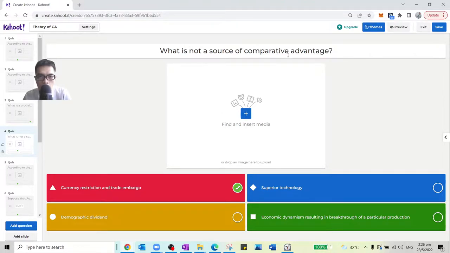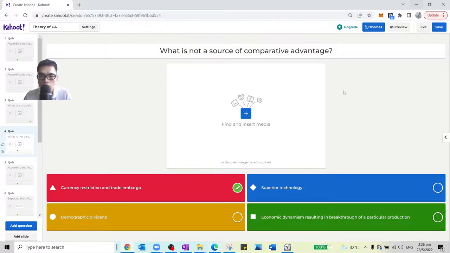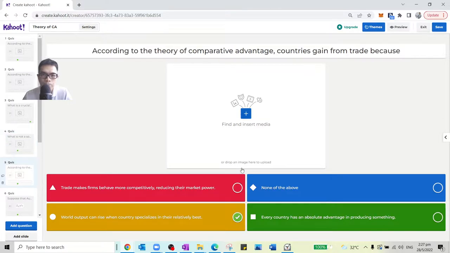So what is not a source of comparative advantage? You realize that this is technology. Technology, I believe, is under which one? Let's look up the table again. Difference in rate of technology. You see that? And demographic dividend is a form of factor endowment in labor. It simply means that the country is more populated, with a higher population because of a high birth rate. That's why you have demographic dividend. So this is factor endowment. Economic dynamism is the last one. So the right option is actually a limitation of your theory of CA: currency restriction. So this is not a source of comparative advantage.